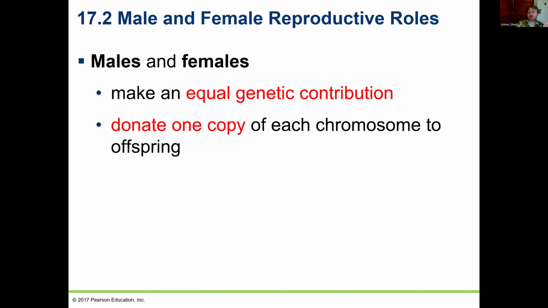So males and females are going to be making an equal genetic contribution, 50 from dad, 50 from mom, and they're each going to donate one of their copies of their chromosomes to the baby. So your DNA is going to be arranged into units called chromosomes. Each of these chromosomes you're going to have two sets. Let's say the species has 10 chromosomes. There's going to be chromosome 1, chromosome 2, chromosome 3, etc. Chromosome 1 and chromosome 2 are going to be completely different.